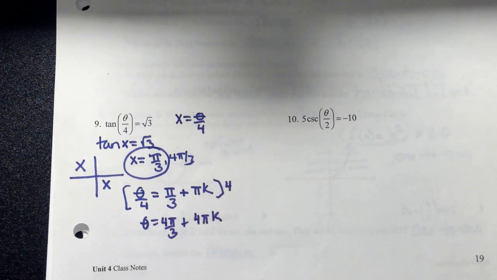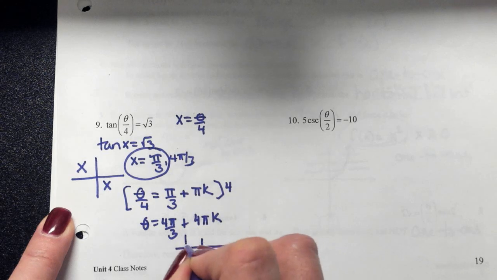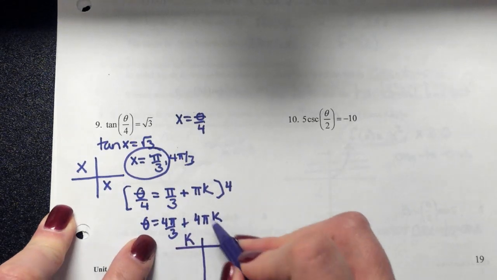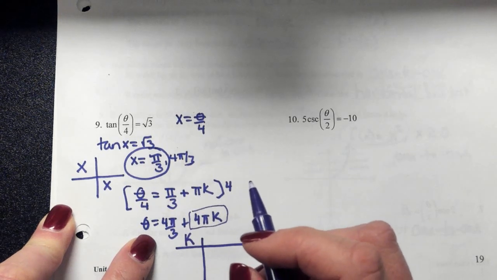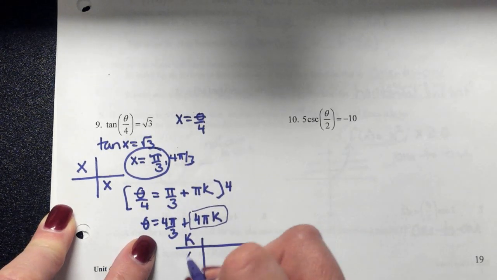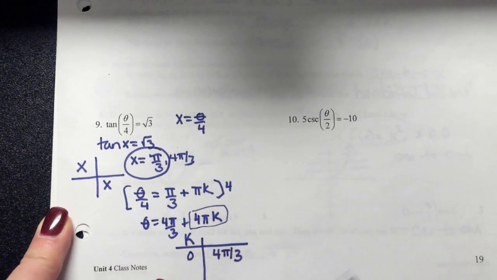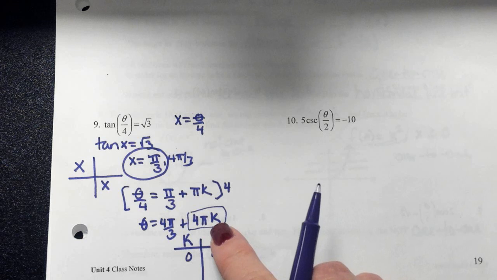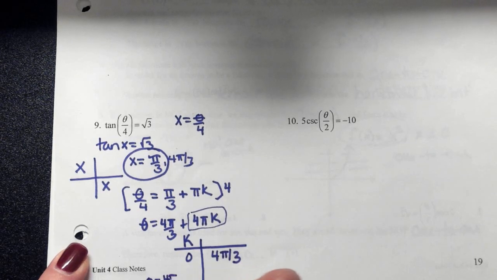How many solutions am I going to have? No. 60. If I have, look at what I'm adding to 4 pi over 3. Am I adding a value greater than 2 pi already? Yes, I'm only going to have one angle. What's it going to be? 4 pi over 3. Because if I plug in 1 for k, would I get an angle larger than 2 pi? Yes. So I only have one angle. So theta is equal to 4 pi over 3.